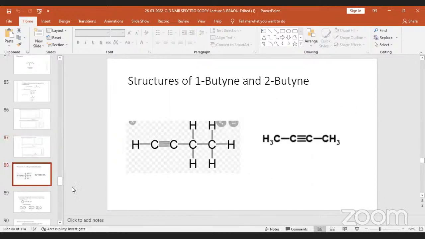Okay. And here you see 1, 2, 3, 4. All are different. 1 CH3 is there, 1 CH2 is there, 1 carbon which is not attached to hydrogen, and an acetylenic carbon attached to hydrogen. So here a doublet and a singlet, a triplet, and a quartet. This is what I asked in that question. Okay. So you can differentiate 1-butyne and 2-butyne.